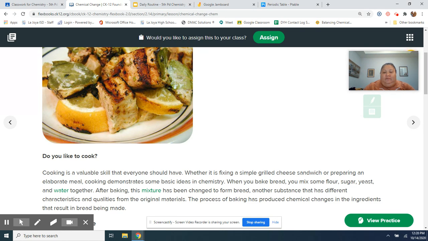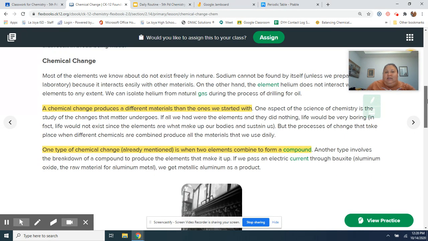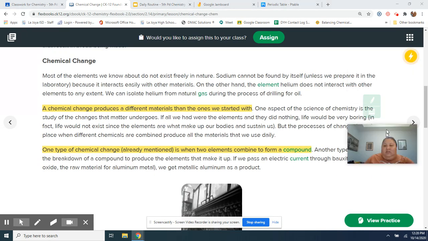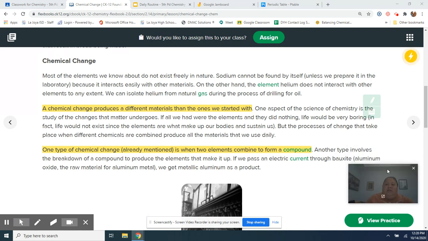And chemical changes happen all the time, and even inside our body, not just when we're cooking, but anytime you breathe. Okay, we're going to be talking about those because that's the main idea for today: changing things, substances on the chemical level. All right, so let's talk about chemical change.